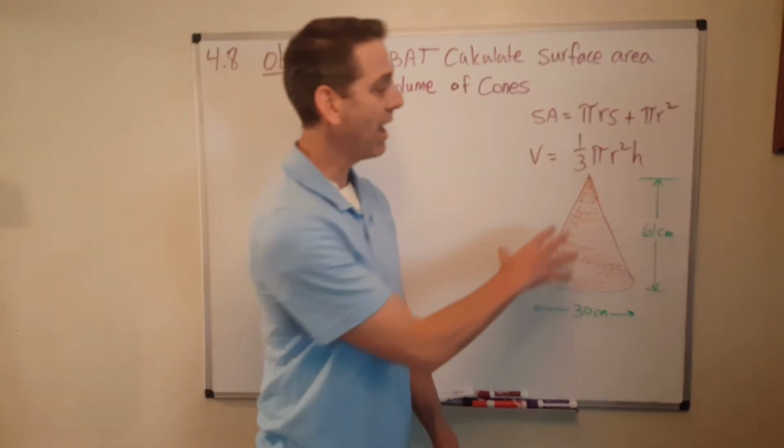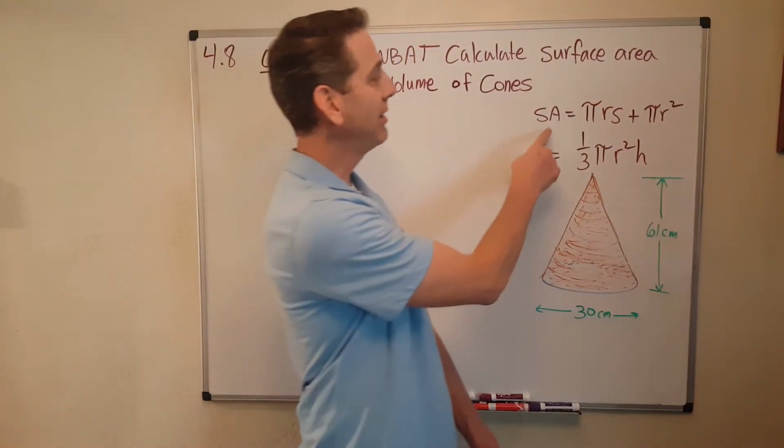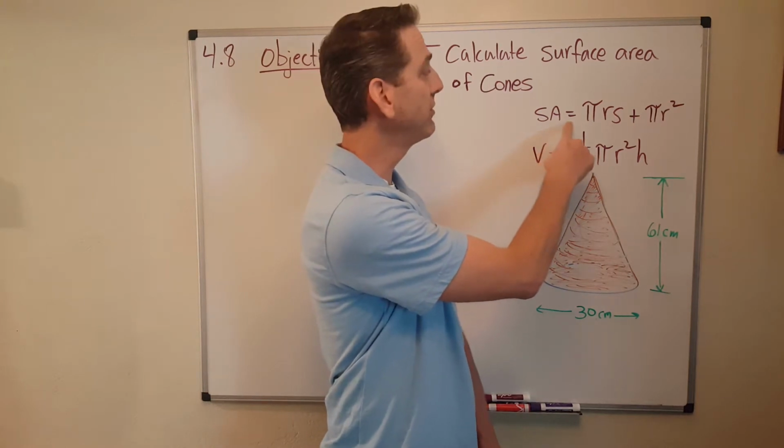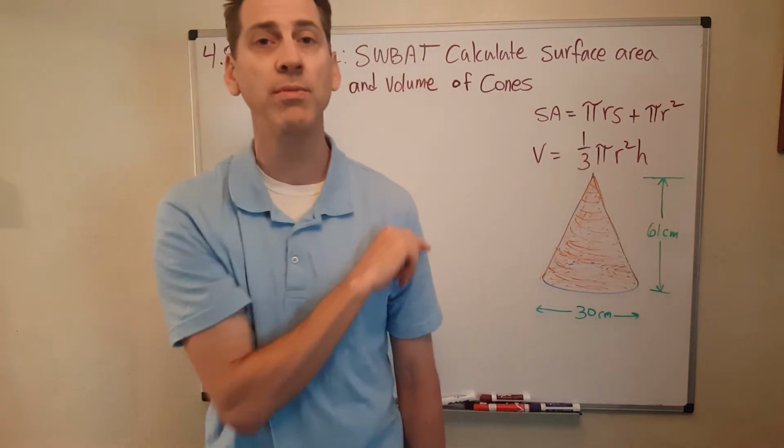All right, so I have a cone drawn here. This is my formula for the surface area, and this is my formula for the volume.